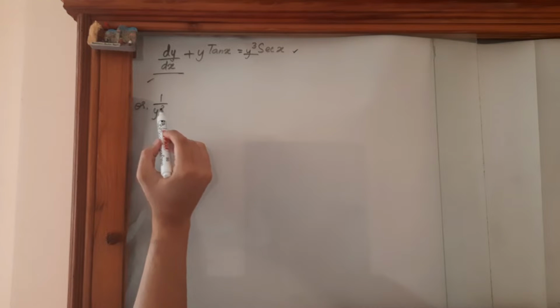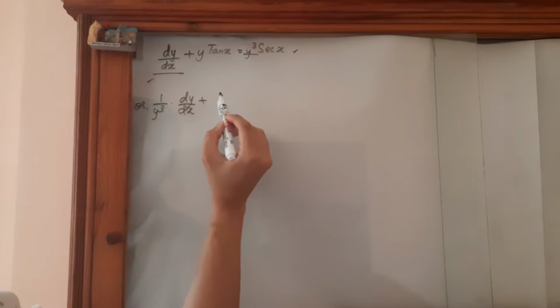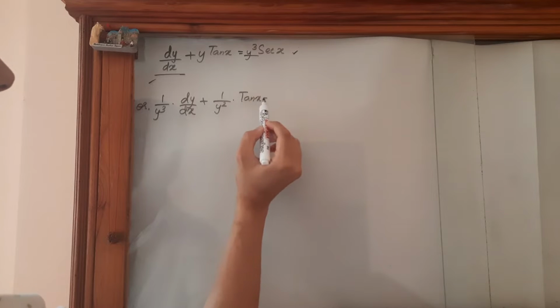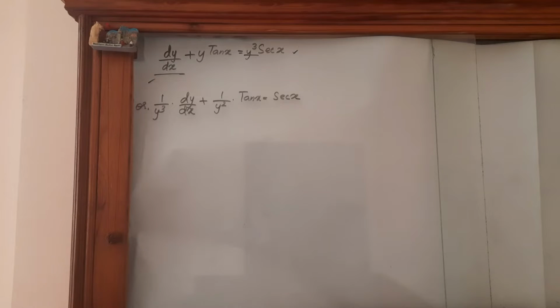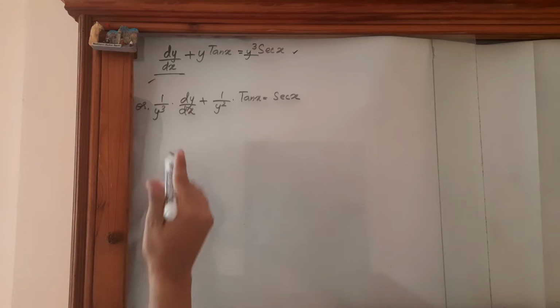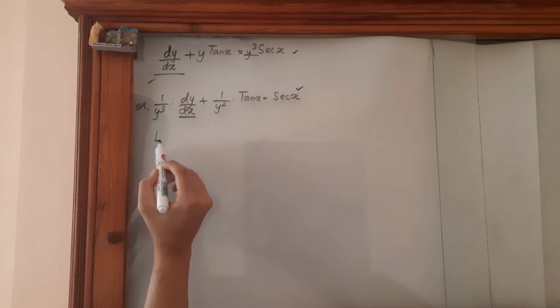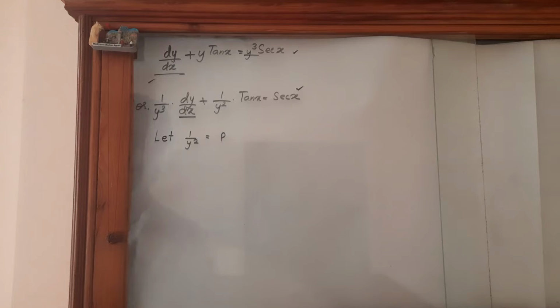So 1 over y cubed times dy over dx plus 1 over y squared times tan x is equal to sec x. So is this the standard form? No, because now the coefficient of dy over dx is not 1, even though the term containing y from here doesn't exist. So what we'll do now is suppose let 1 over y squared be p.